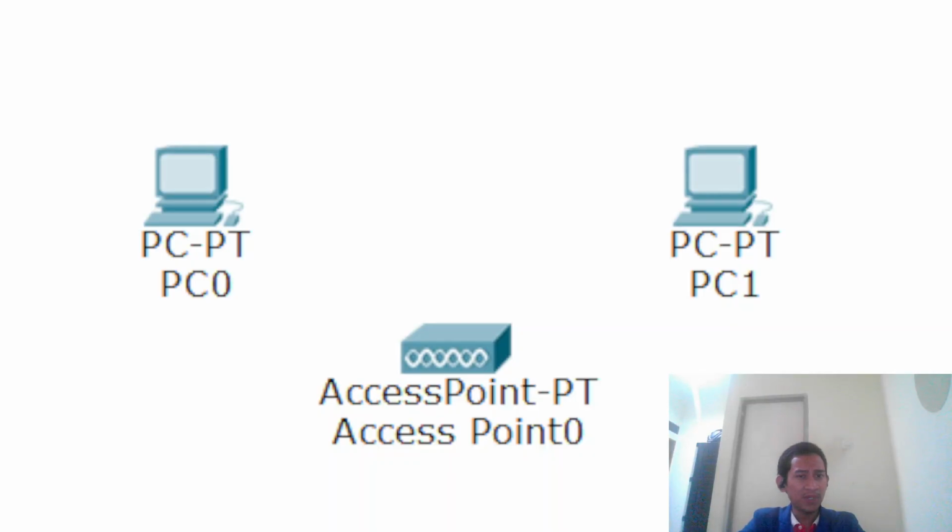The final experiment focused on a wireless topology using two PCs and one access point. Each PC was equipped with a wireless network adapter, the Linksys WMP300N, replacing the default Ethernet module. After enabling wireless mode, I configured both PCs with IP addresses.